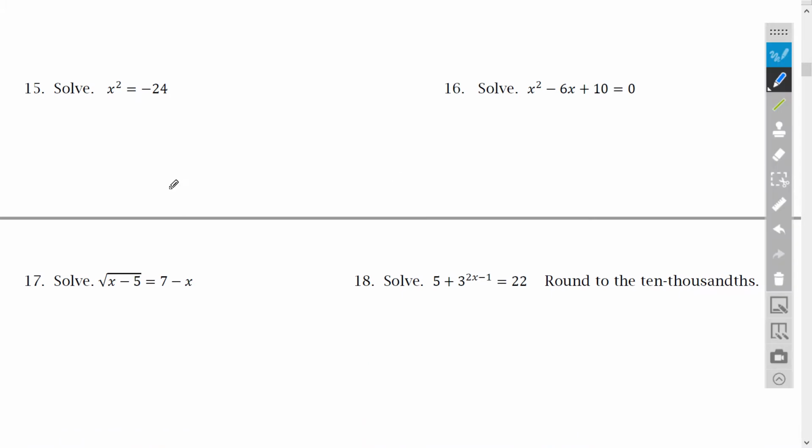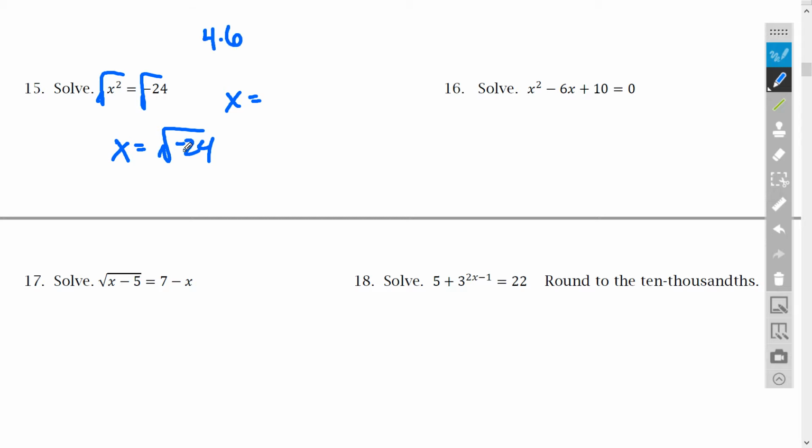Number 15, solve x squared is equal to negative 24. Okay, that's pretty straightforward. We square root both sides. We get x is equal to the square root of negative 24. We simplify the square root of negative 24. So that would be 4 times 6.